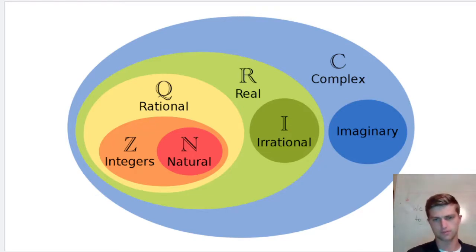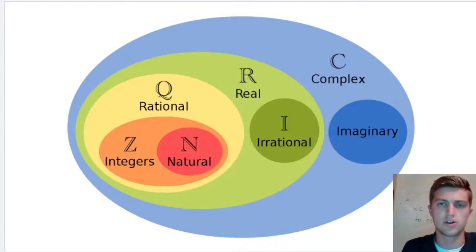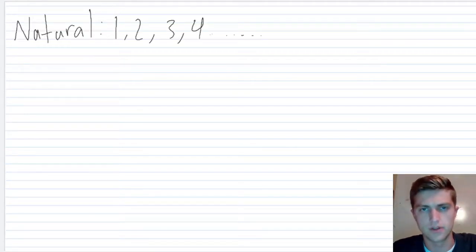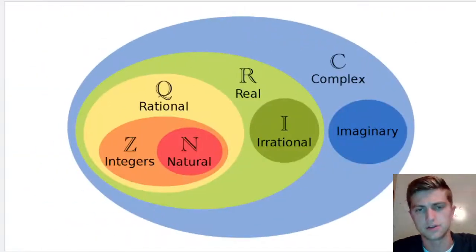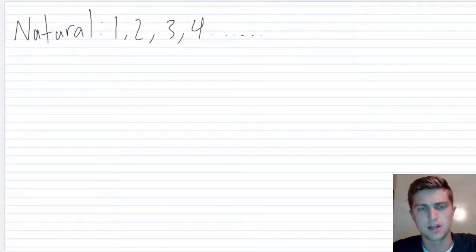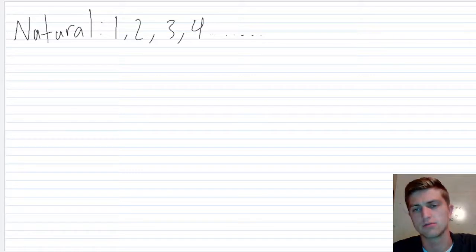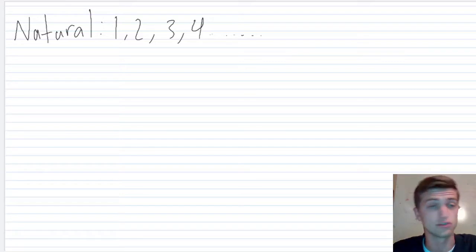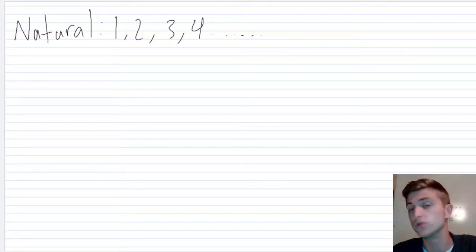Okay, first group, natural numbers. The natural numbers are the numbers that go 1, 2, 3, 4, 5, and so on. They are easy enough to understand. Nothing complicated, just know that natural numbers start with 1 and we just count and they keep going. So 27 is a natural number, 502 is a natural number, etc.